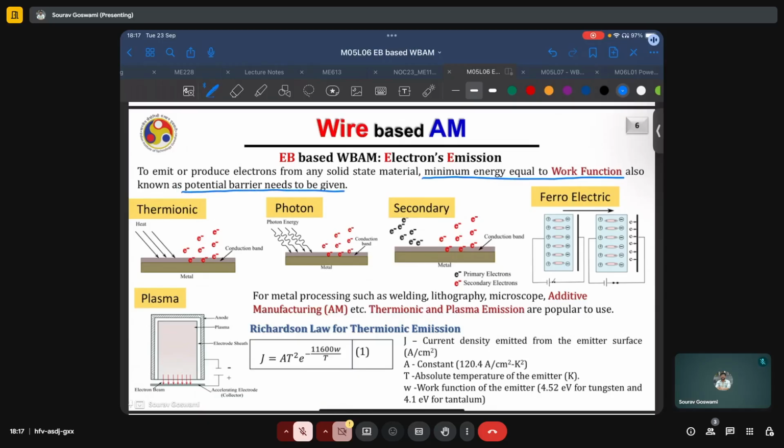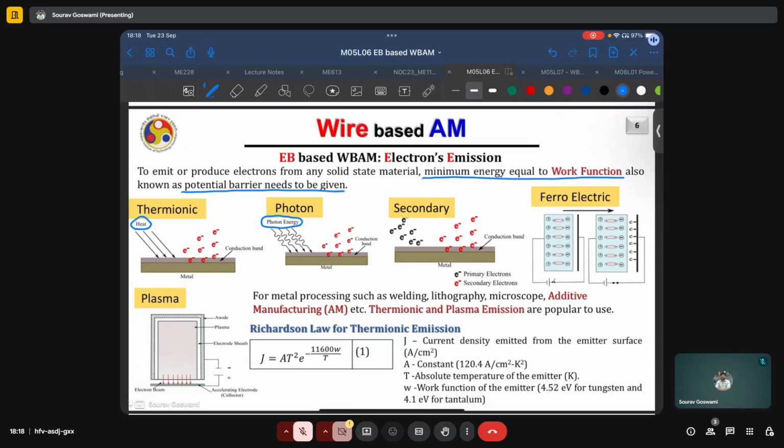And this energy can be given in the form of heat, in which case the emission is known as thermionic emission. It can be given in the form of photon energy, in which case the emission is known as photon emission. We can have secondary electrons being emitted from a target surface, which is where we bombard the target surface with a stream of electrons, and this leads to generation of more electrons, and so the name secondary electrons.